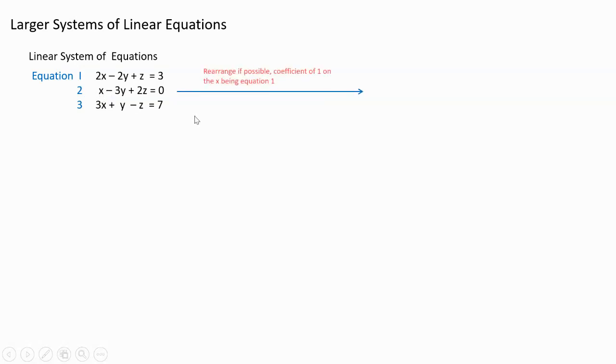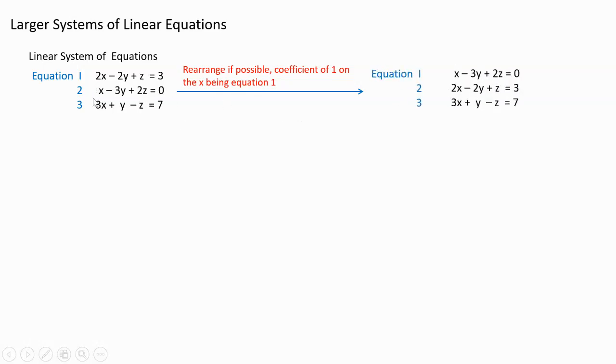Now let's do larger systems of linear equations. In this case, we can have three lines, with three variables, the x, y, and z. To start off, it's always wise to have the coefficient of 1 on equation 1. If you want, you can swap them at the beginning. In this case, I'm going to rearrange it. I'm going to put equation 2 on 1, and bring equation 1 to 2. You see, I just switched them.